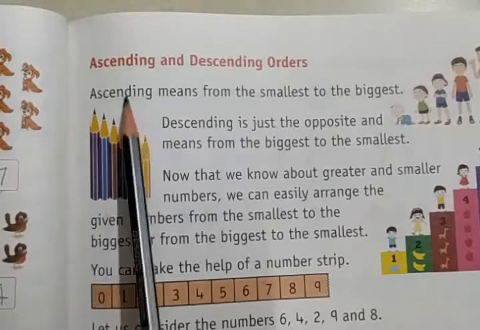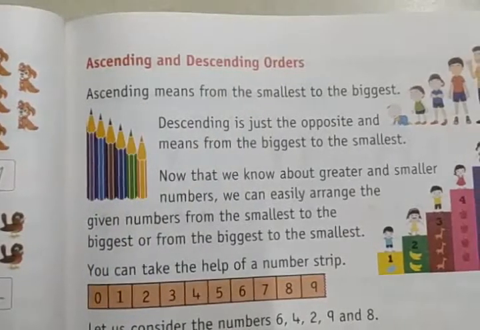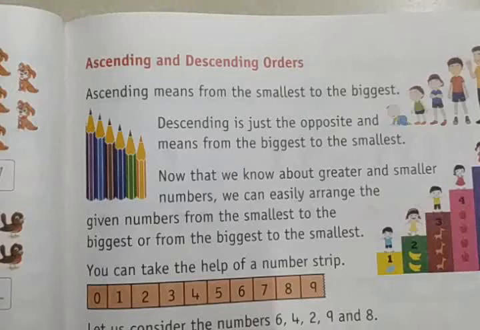Right? Ascending and descending order. Ascending and descending order means what? Stepping forward is ascending, stepping backward is descending. Writing numbers from 0 to 10 is ascending, or reading numbers from 10 to 0 is descending.